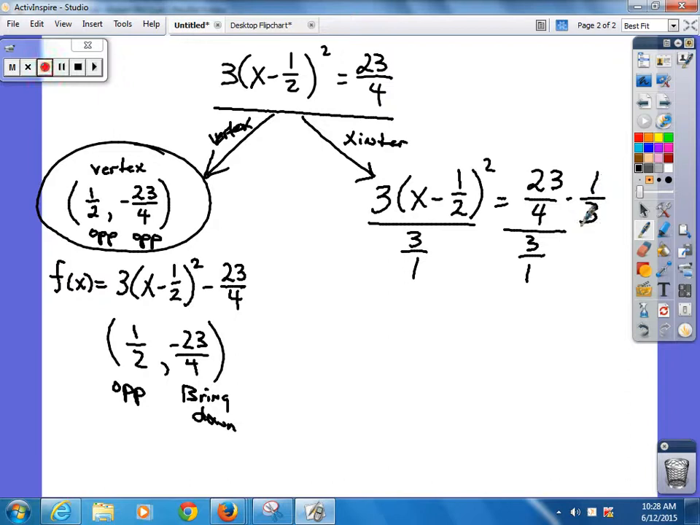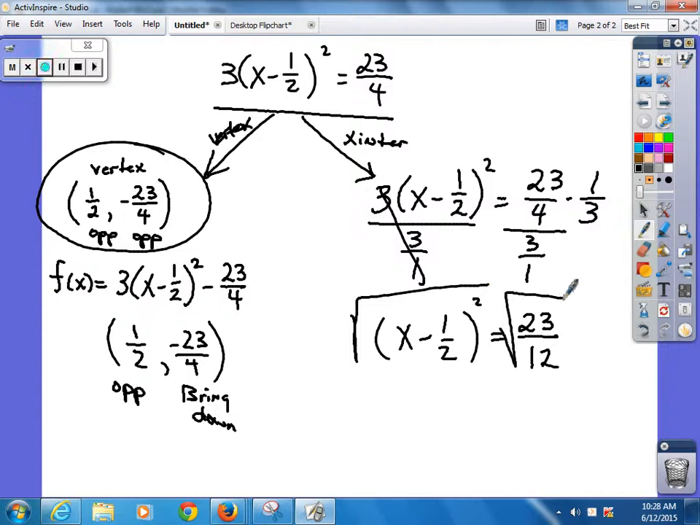And that's 1/3. That goes out. x minus 1/2 quantity squared is equal to 23/12. x minus 1/2 is equal to the square root of 23 over the square root of 12. Now there's one of those that you can simplify. You're going to have to simplify it and you're going to have to rationalize. So that's a good question. I like this question.